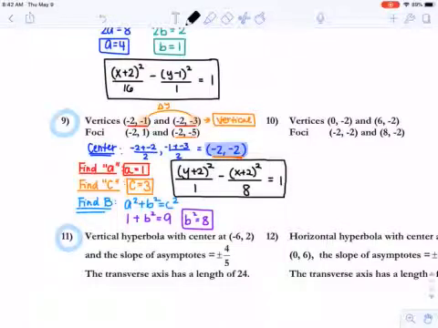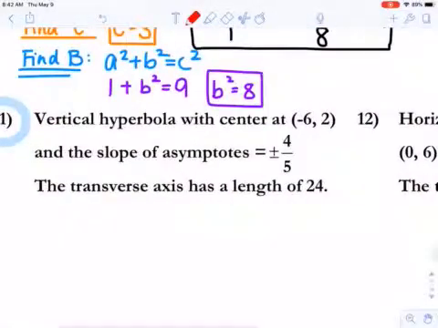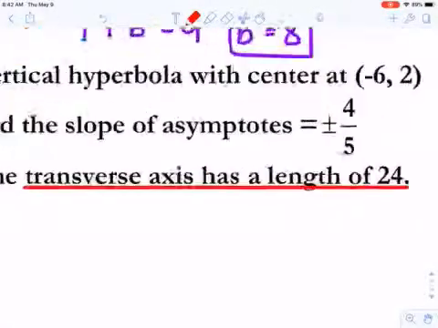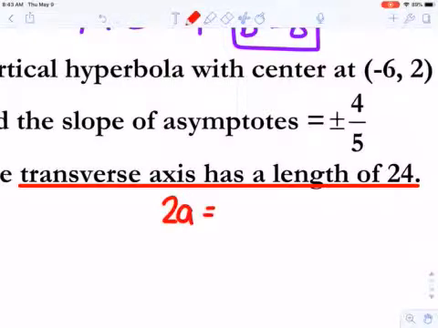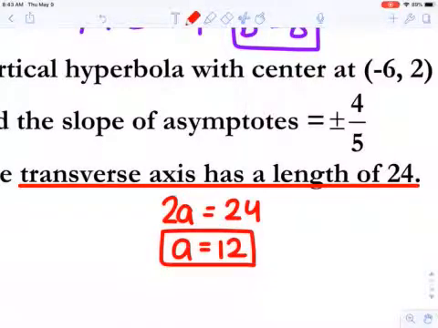Now the last one, this is different from our notes, and I definitely wanted to point it out. So number 11 says vertical hyperbola with the center at -6, 2, and a slope of the asymptotes is plus or minus 4/5. Then it gives us an extra piece of information that changes things up. It says the transverse axis has a length of 24. Okay, let's talk about that right away. That means 2a equals 24. And that tells me by dividing by 2 that a is actually equivalent to the number 12.